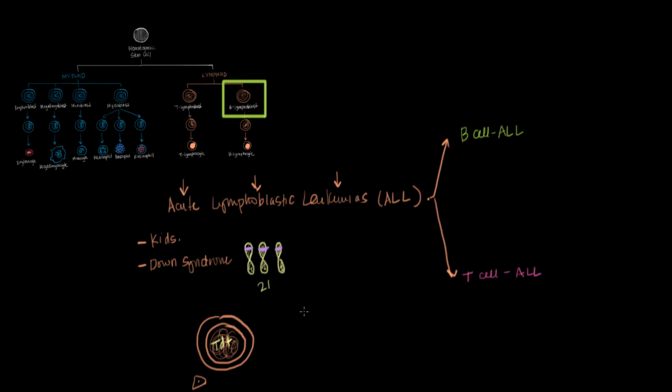And going back to our patient that we did the bone marrow aspiration on, we said that in his aspirate there were lots of lymphoblasts. But how do we tell if that's a T lymphoblast or a B lymphoblast?